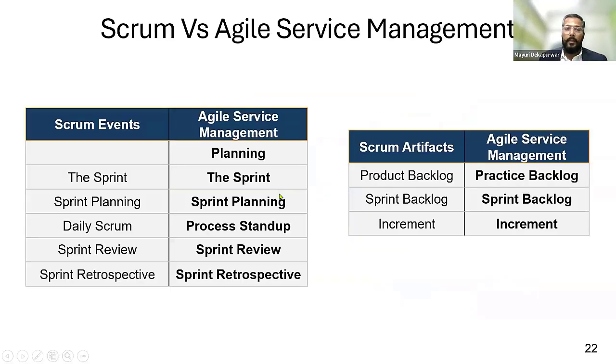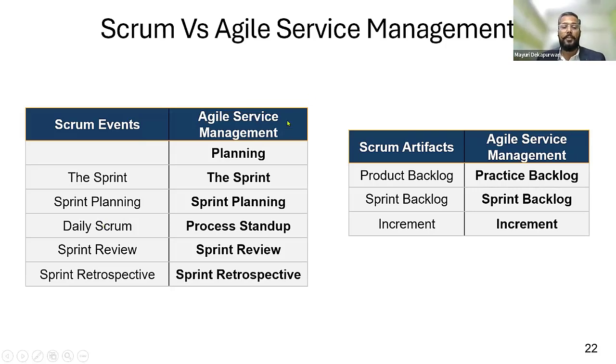Now team, here we are talking about Scrum events and Agile Service Management events, how they change, and Scrum artifacts. If I talk about Scrum events, as per Scrum, you have the sprint. Sprint is one of the events. Then you have sprint planning, daily Scrum, sprint review, and sprint retrospective. These 4 events are part of every sprint.